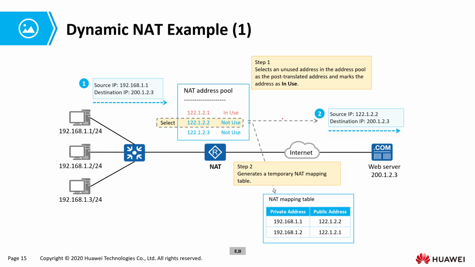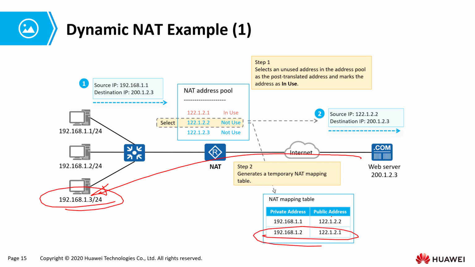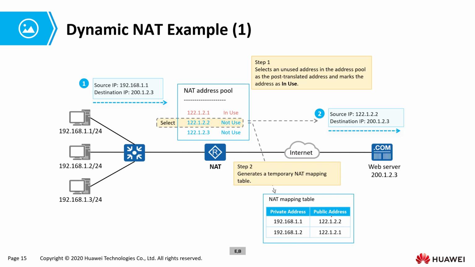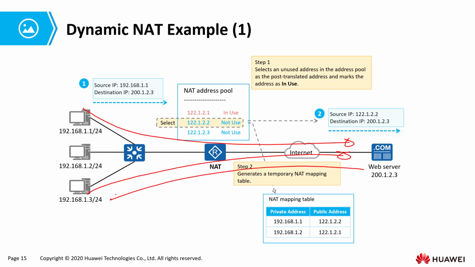Also, the other problem with this network address translation implementation is that it's not bidirectional. This guy cannot proactively access this guy because he doesn't even know which IP has been assigned to that guy. So it cannot do bidirectional. It only works when the internal network is accessing the external network. It does not work the other way round.